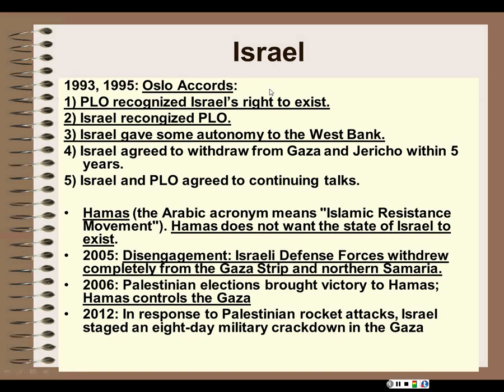Now, a number of different accords occurred, peace settlements in Oslo, Norway, and together the 1993 and 1995 peace agreements signed in Oslo are referred to collectively in the plural as the Oslo Accords. And some significant gains were made because the PLO, the Palestinian Liberation Organization, which had never recognized Israel's right to exist, did just that, recognize the right to exist at Oslo. In turn, Israel recognized the PLO, and that kind of recognition is necessary for two parties to sit down and begin to negotiate. Israel agreed to give some autonomy to the West Bank, to withdraw from Gaza and Jericho within 5 years, and the two agreed to continuing talks.